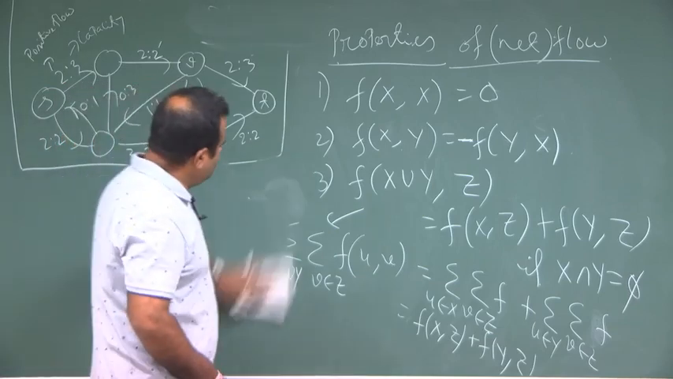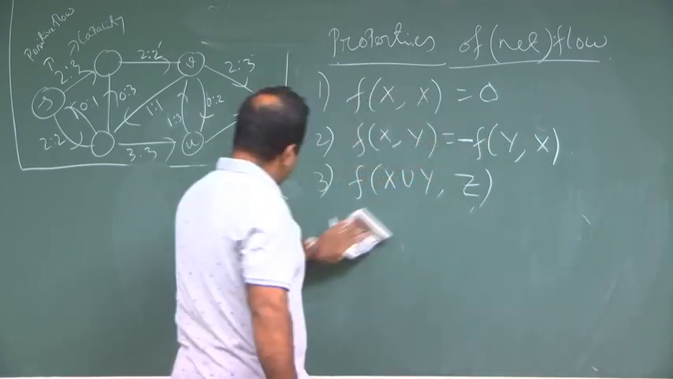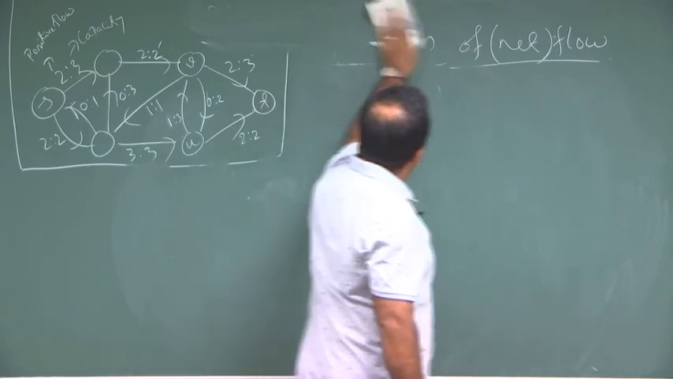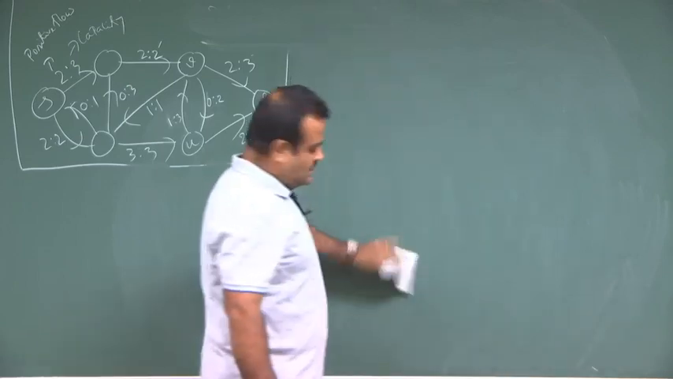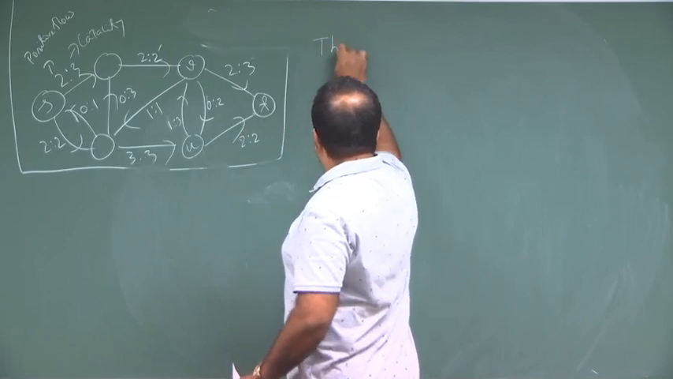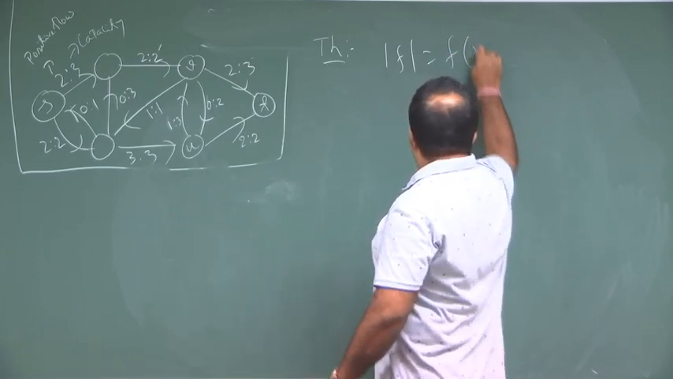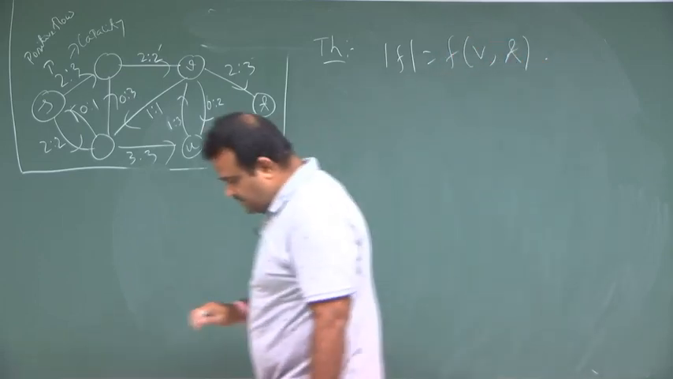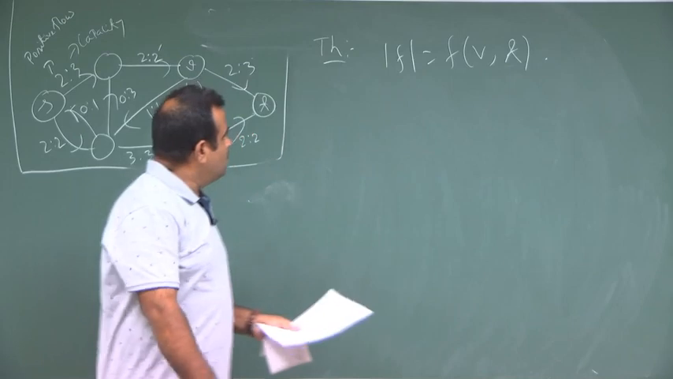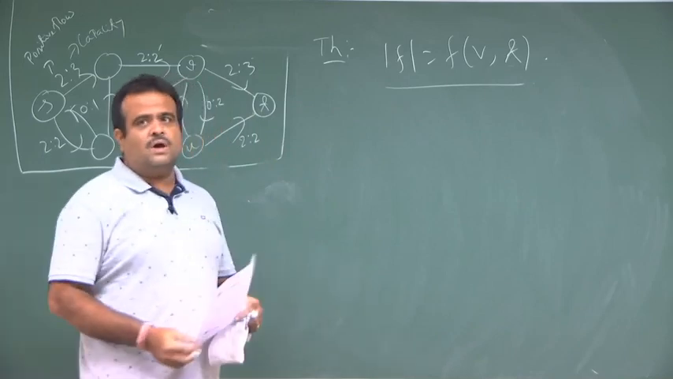Now, we just want to use this to have a theorem which is related to the value of the flow. So, basically the theorem is telling, we have given, the value of the flow is basically f of v comma t. So, it is the total flow which is received at the sink point. So, this we have to prove.